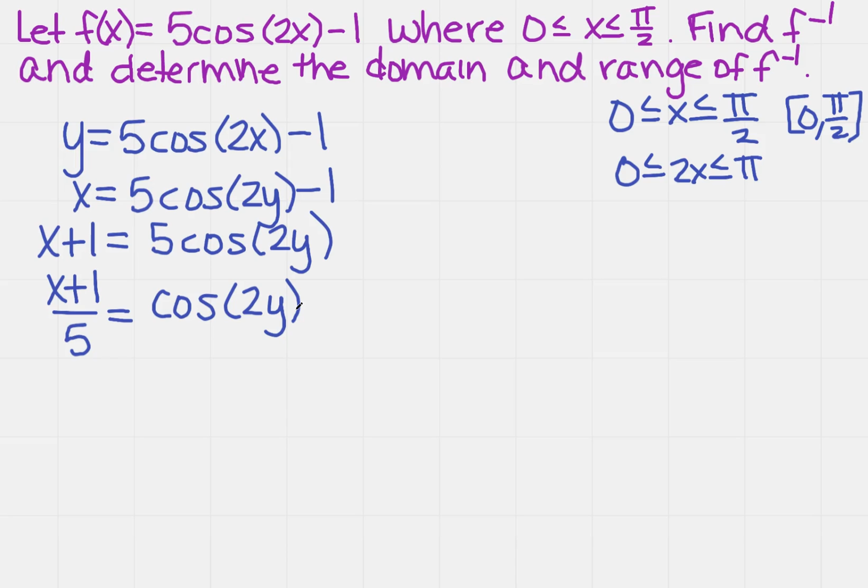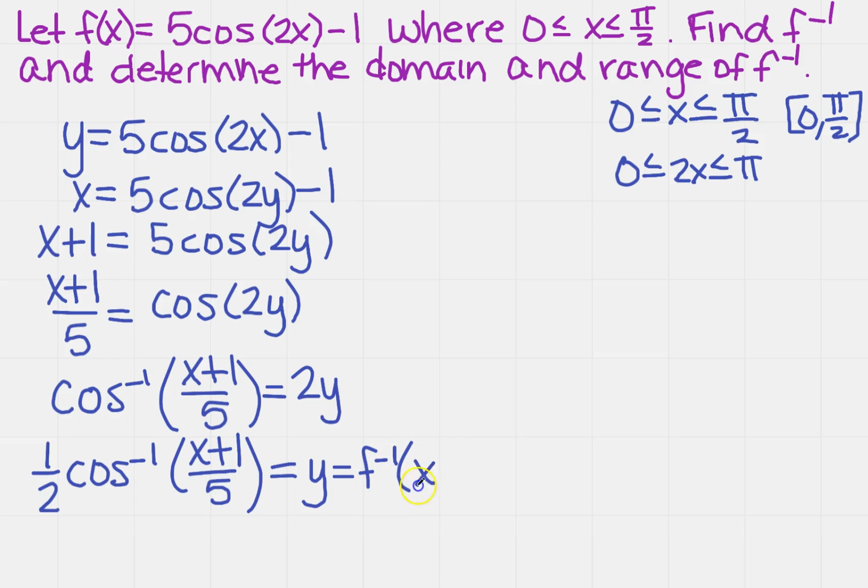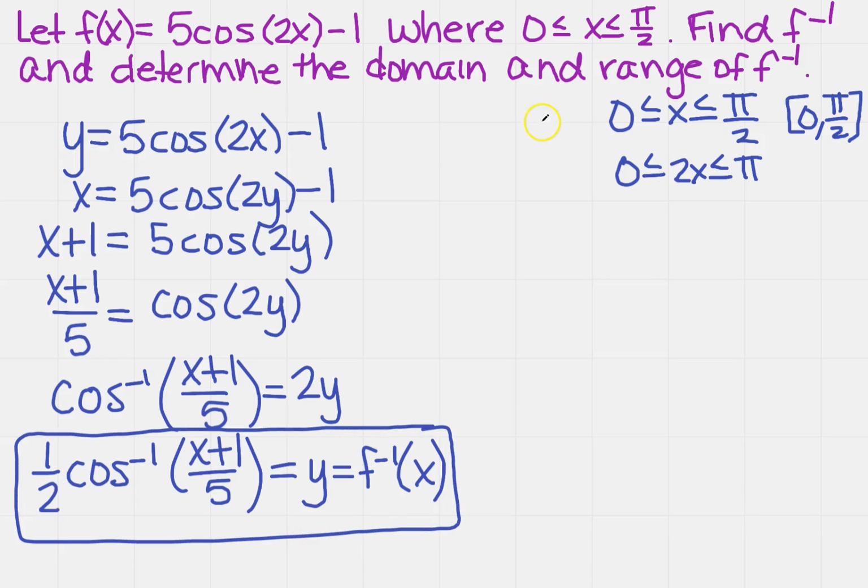Now how can I actually find out what y is? Well, I need to take the inverse cosine of x plus 1 over 5, and that will equal 2y. Now, how do I get the y by itself? I divide everything through by 2, so I get 1/2 the inverse cosine of x plus 1 over 5 equals y. So this is the same thing as f inverse of x. So we've solved that. Now, we have also gotten the domain, which is up here, so we've got the domain. So what am I missing? Well, I'm missing the range, right?